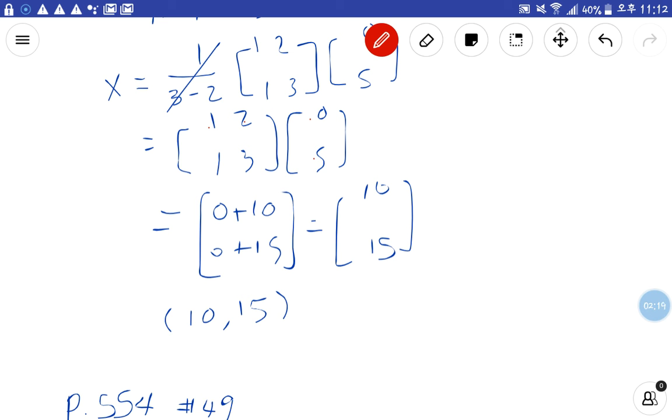And then this second line here, 1 times 0 will be 0. 3 times 5 would be 15. So you can simply calculate it. There will be 10 and 15. So that's going to be your answer, x and y.